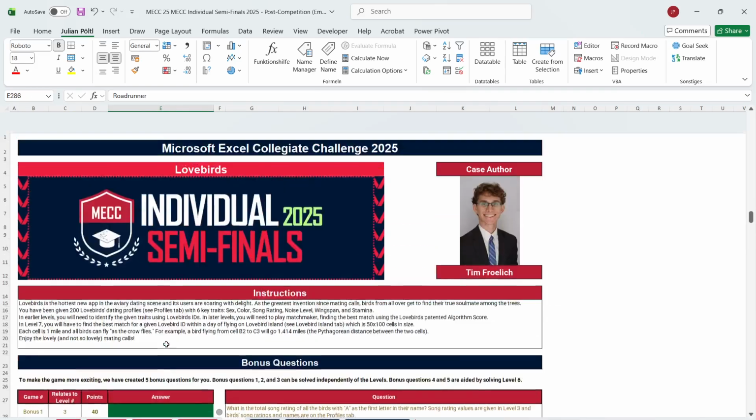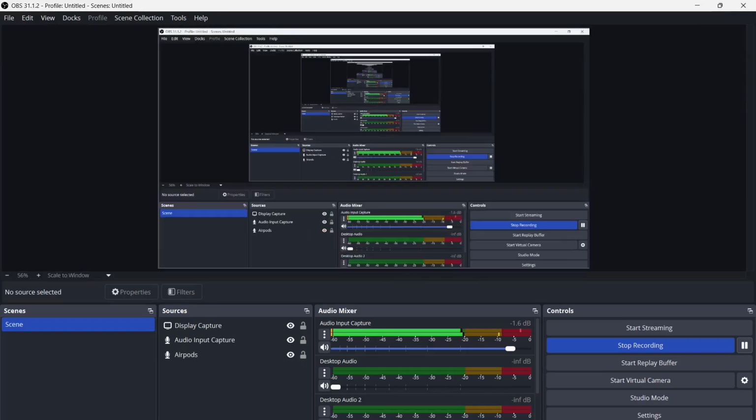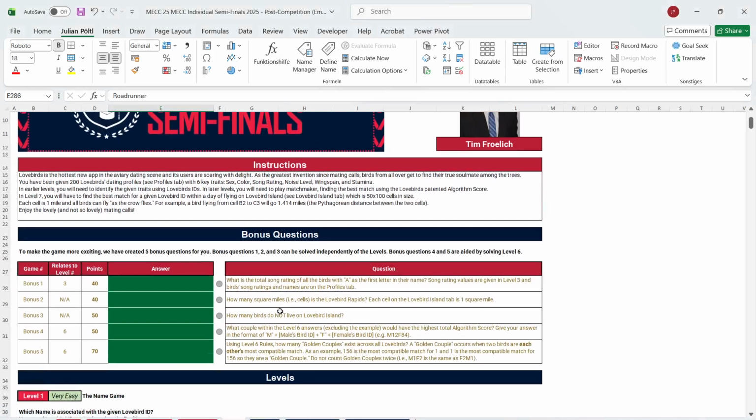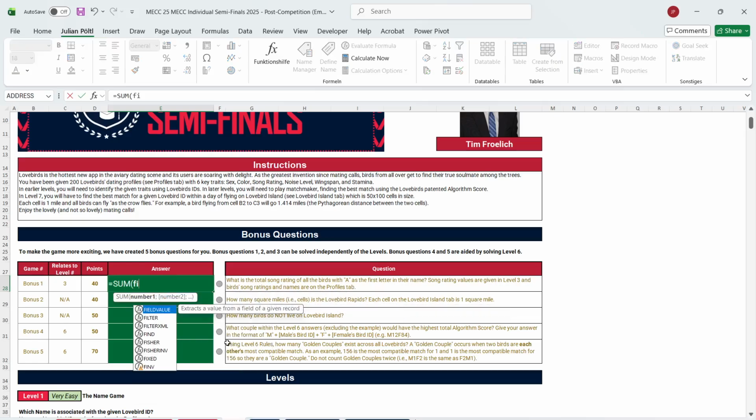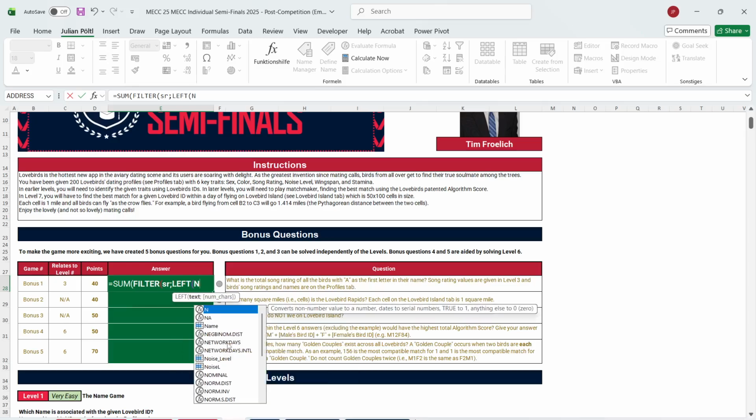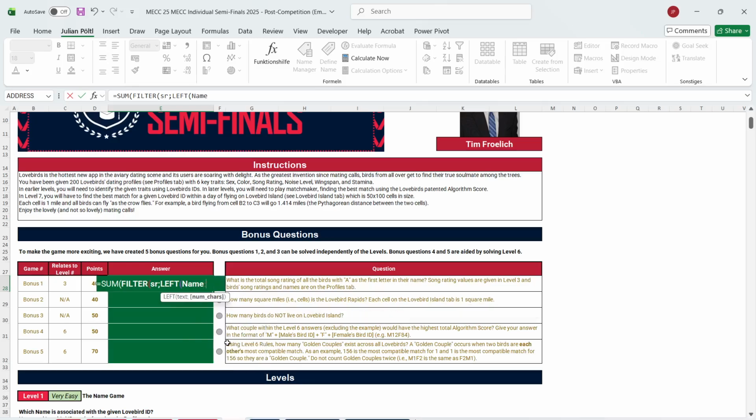Okay, all right, bonus questions. I think we're over 30 minutes, most likely. What is the total song ratio of all birds with A as the first letter? So sum filter SR if left name 1 equals A.